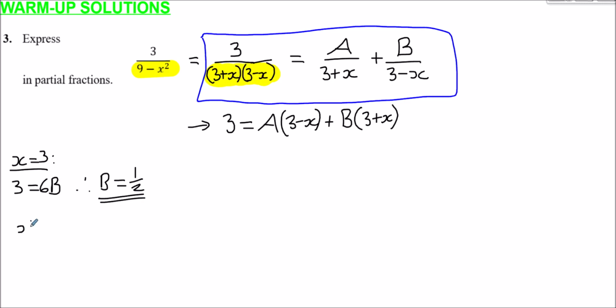Next, we can pick x equals minus 3, because if x is minus 3, 3 plus minus 3 is 0, which would give us b times 0, so b would vanish, so we can just focus in on a. So that would give us 3 equals a times 3 minus 3, which is 6. So 3 equals 6a. Therefore, a would be 3 over 6, which again is 1/2.